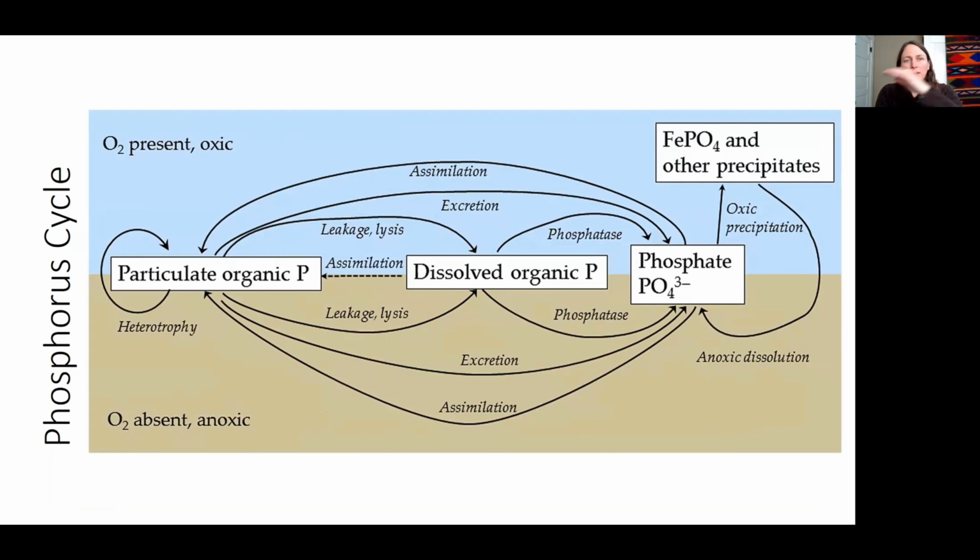Things like particulate organic phosphorus moving into dissolved organic phosphorus, moving into phosphate, those are all oxidation reactions that are moving with potential energy. In the bottom part, we have things moving against potential energy, other than assimilation, which goes from phosphate into particulate organic phosphorus. That's like uptake of phosphate into an organism. Those other things moving in anaerobic environments are going against potential energy, so things like excretion and using phosphatase in the anaerobic environment.